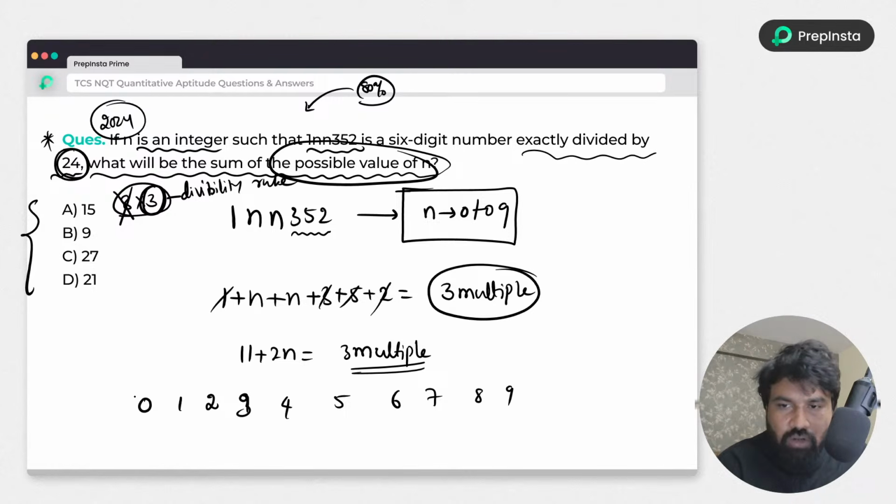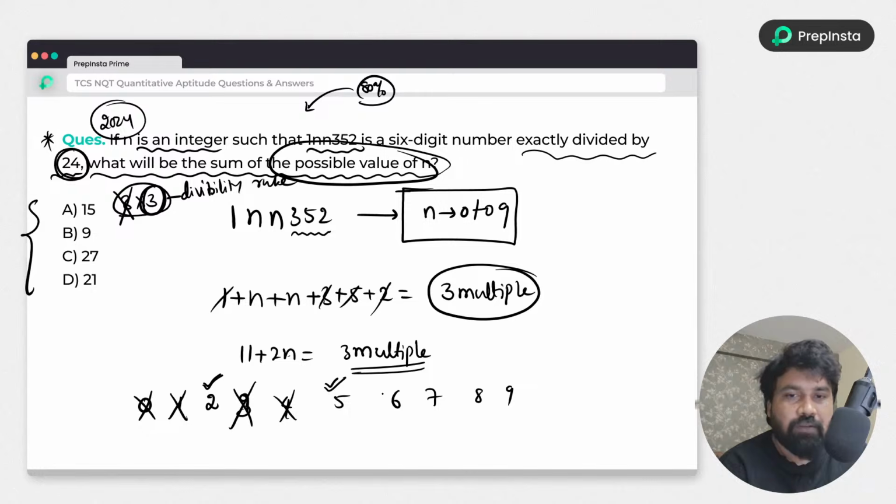If n is 0, the output is 11. It is not a multiple of 3. If n is 1, 2 ones are 2, 2 plus 11 is 13, so 1 is also not a multiple. 2 twos are 4, 4 plus 11 is 15, so it is a multiple of 3. 3 twos are 6, 6 plus 11 is 17, so 17 is not a multiple of 3. 4 twos are 8, 8 plus 11 is 19. 5 twos are 10, 10 plus 11 is 21.